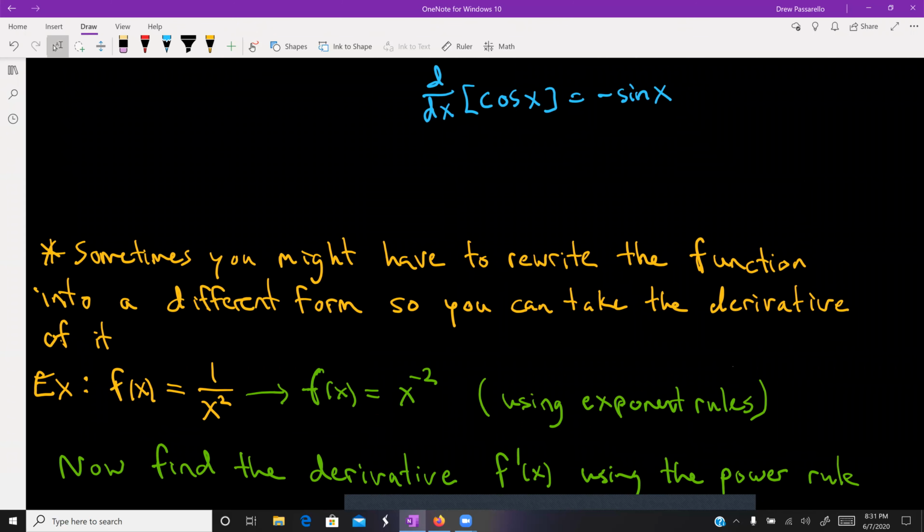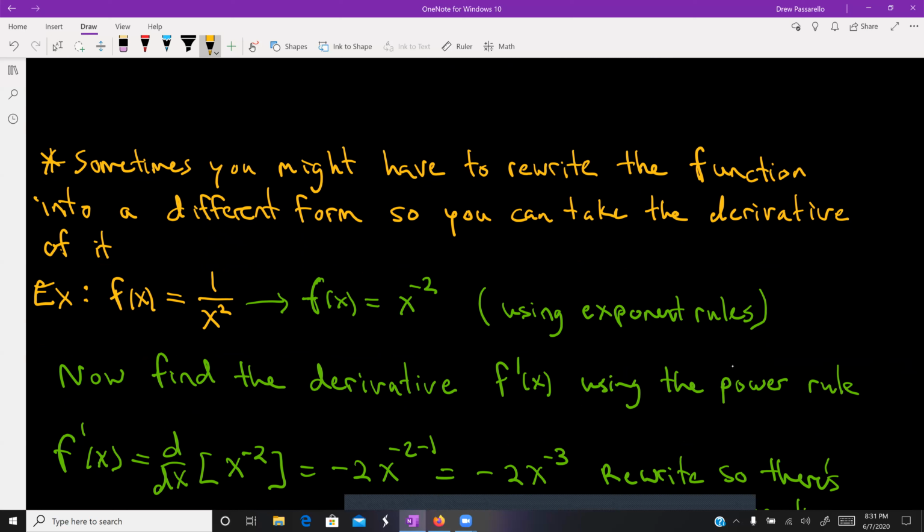So sometimes you might have to rewrite a function into a different format so that you can take the derivative of it. So for instance, if I had f of x equal to 1 over x squared, because I have x squared in the denominator, I can rewrite it as f of x equal to x to the negative 2. So that way it has the structure of x to the n, which means then I can use the power rule.